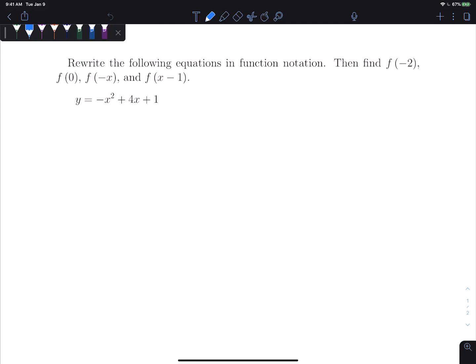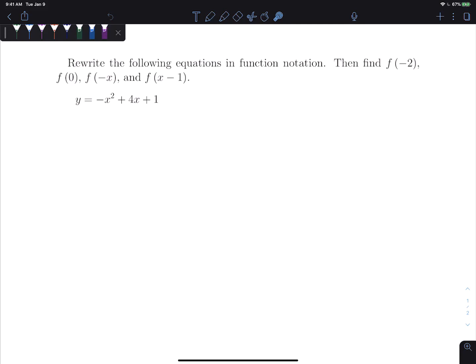Hello. In this video, we're going to go ahead and look at function notation. We want to rewrite the following equations in function notation. Then find f of negative 2, f of 0, f of negative x, and f of x minus 1.